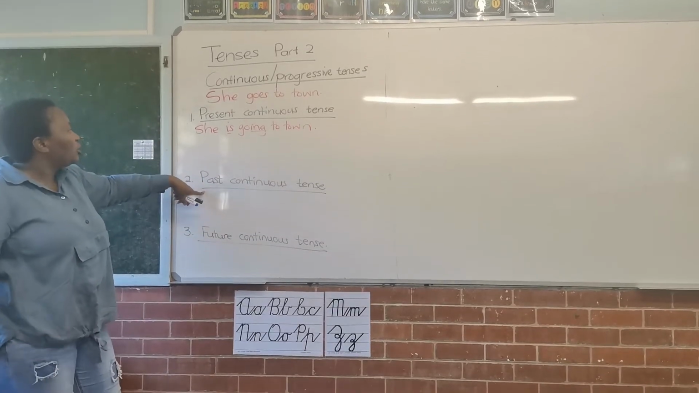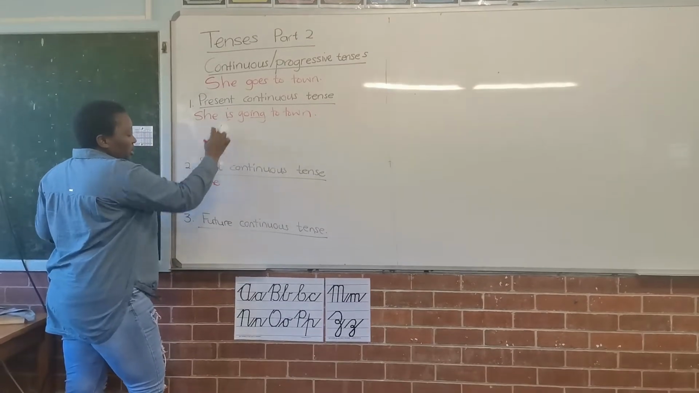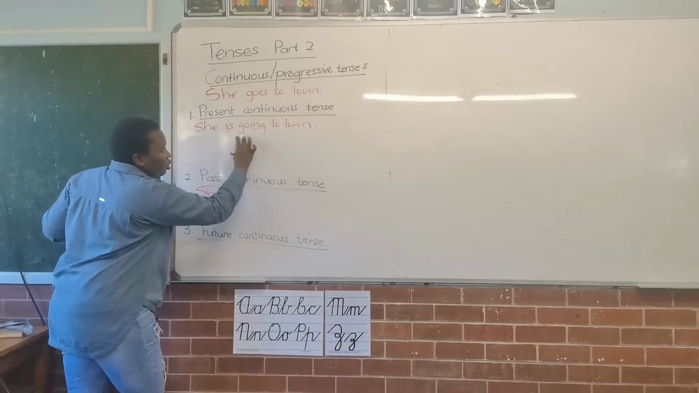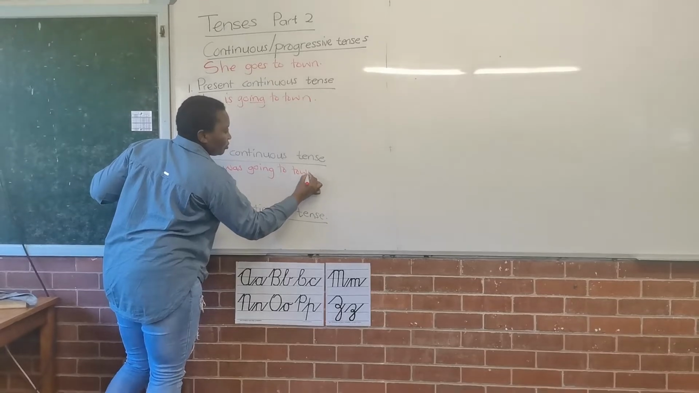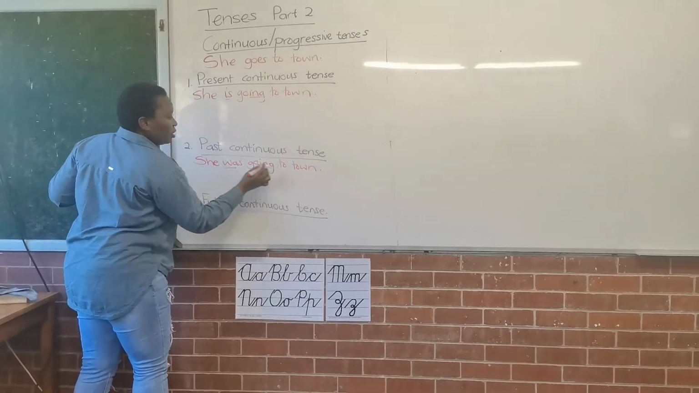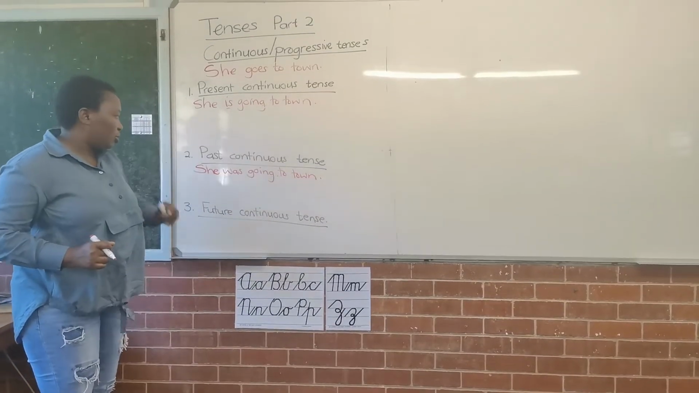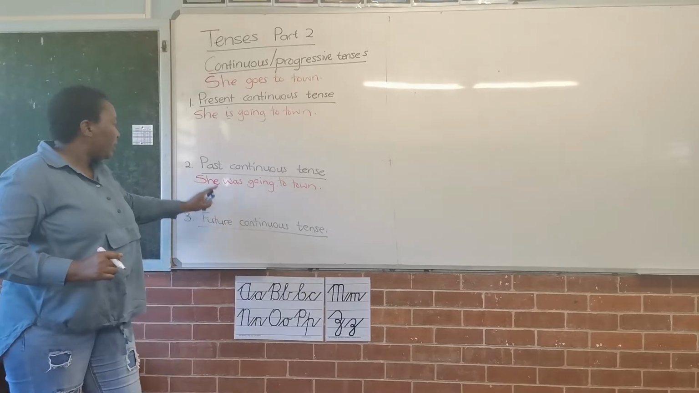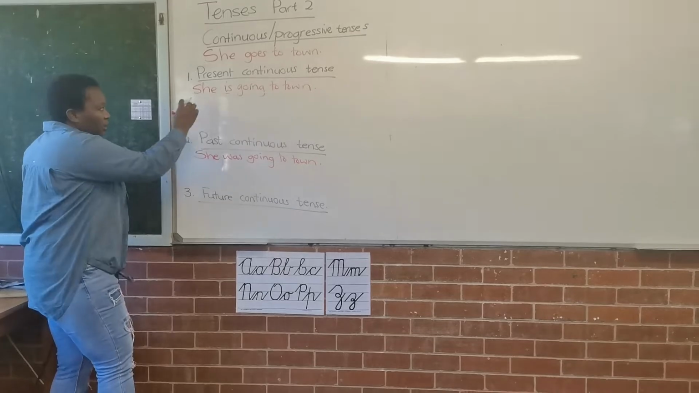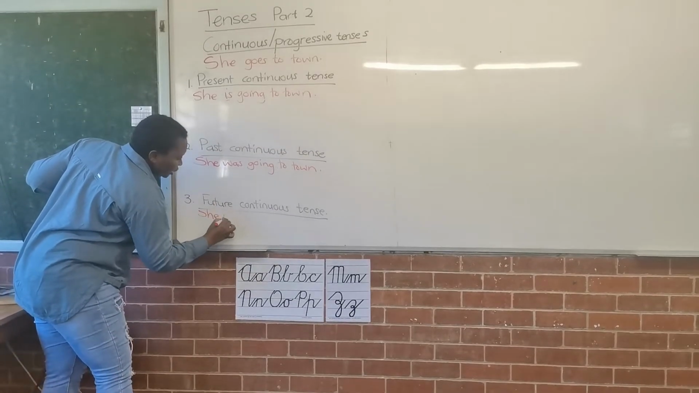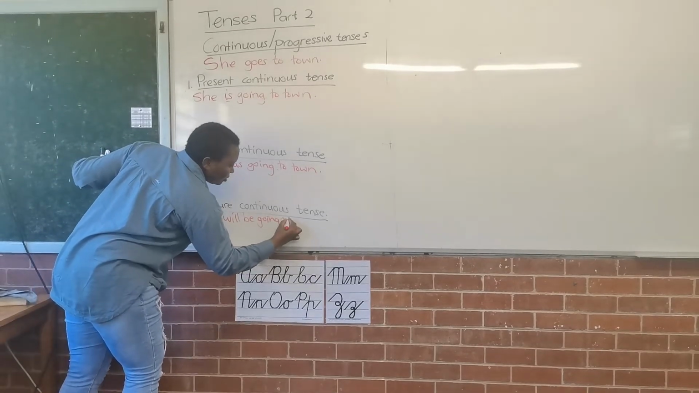Okay. Then past continuous, using the same sentence. Let's change it to past continuous. Is changes to was. She was going to town. Going remains the same. There is our past continuous. It shows that it's in past continuous tense. Yes, she was going to town. Let us change the same sentence to future continuous. It's going to say she will be going to town.